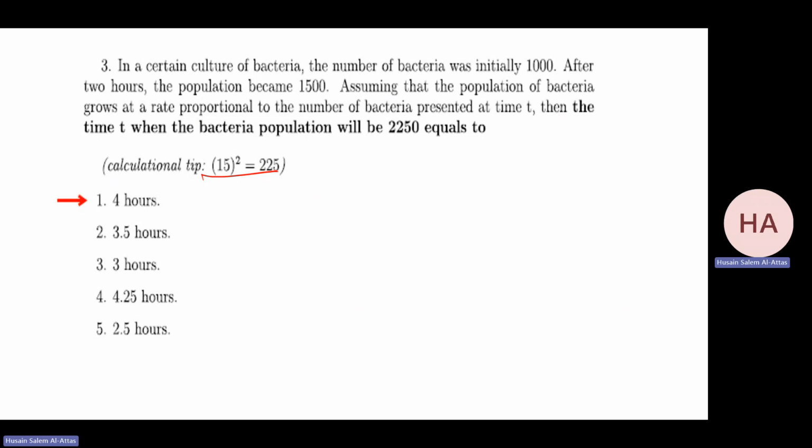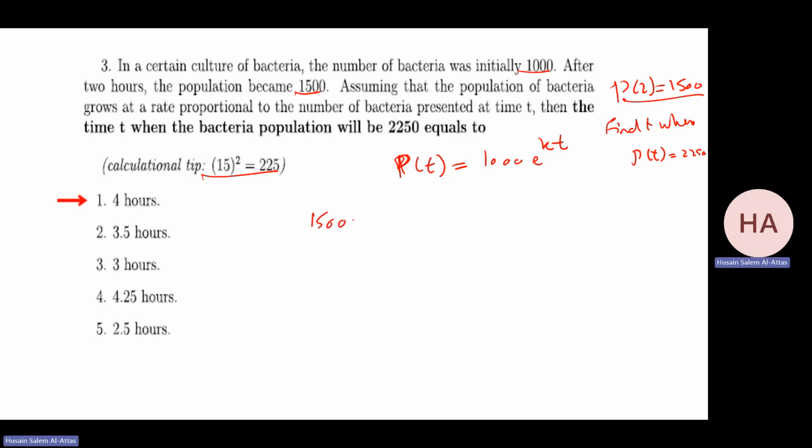Okay, the population is initially 1000, P of t equal 1000 e^(kt). Okay, 2 hours P of t 1500. The population, this is the information. Find t when P of t equal 2250. That's the question. Plug the numbers. 1500 equal 1000 e^(2k). Divide, you get what?